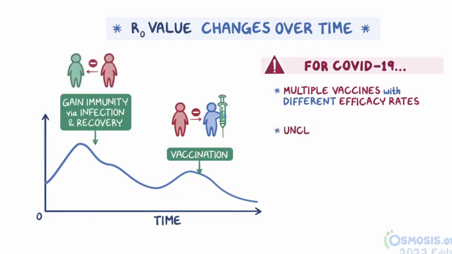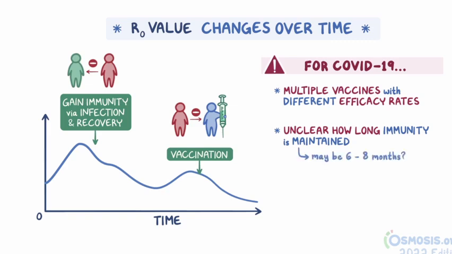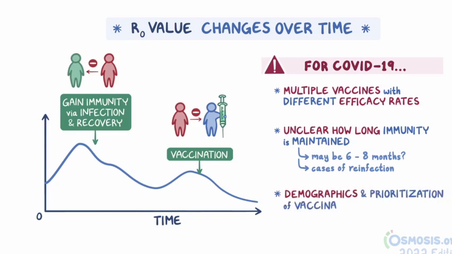However, it's not clear exactly how long people maintain their immunity to COVID-19. Initial research trying to answer this question has suggested immunity from COVID-19 infection may be 6 to 8 months, depending on how severe a patient's symptoms were. There have been cases of people being reinfected by the disease. Other factors that complicate calculating the herd immunity number even more are the demographics of a population and which groups of people are being prioritized to receive vaccination.